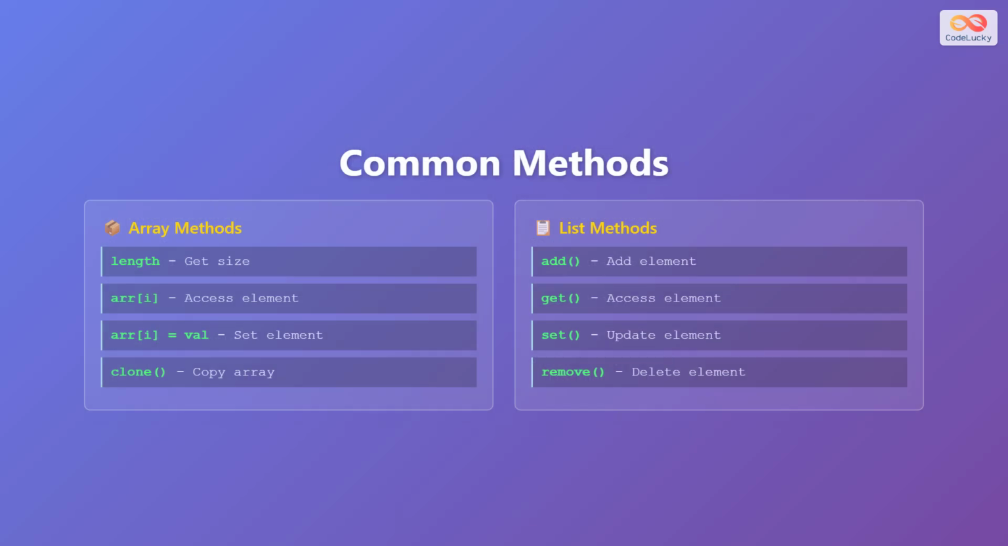Array methods include length, which returns the size, array[index] to access elements, array[index] = value to set elements, and clone to make a copy. List methods include add to insert elements, get to retrieve elements, set to update elements, and remove to delete elements. Lists provide more convenience methods for modifying data.